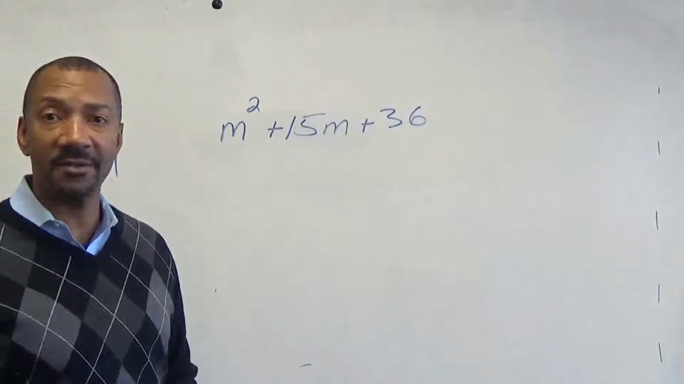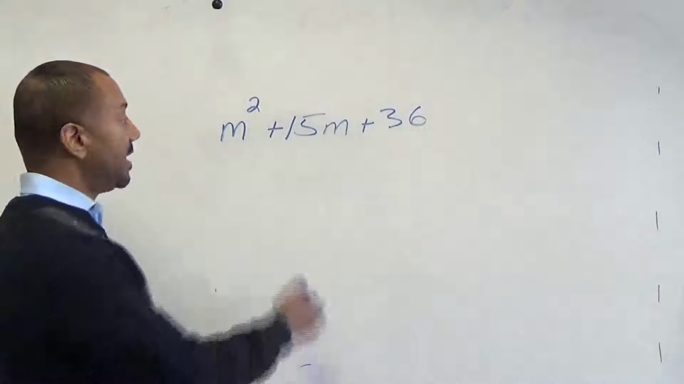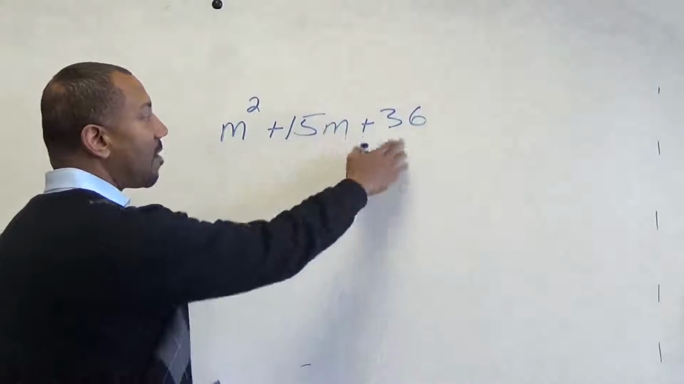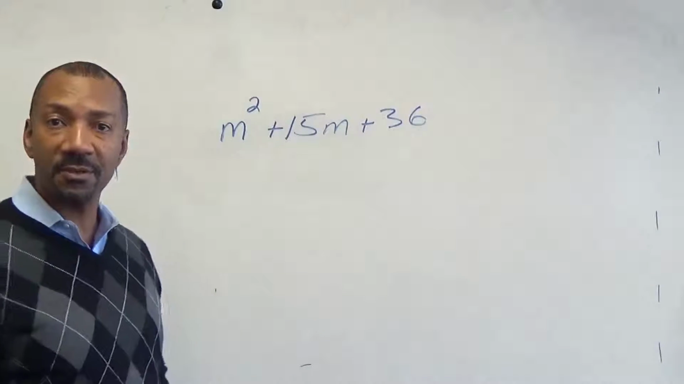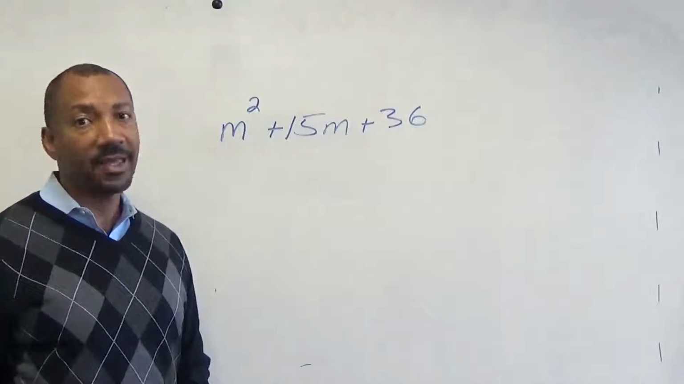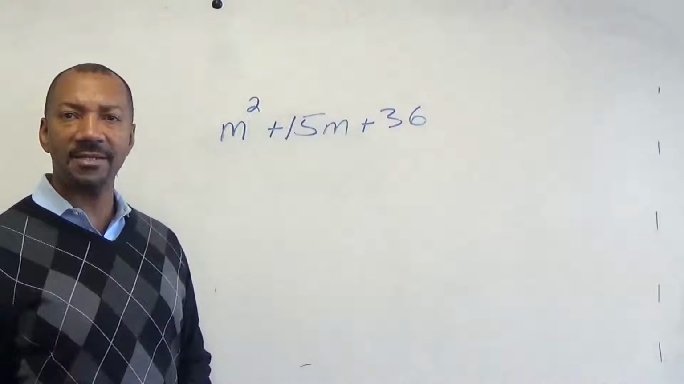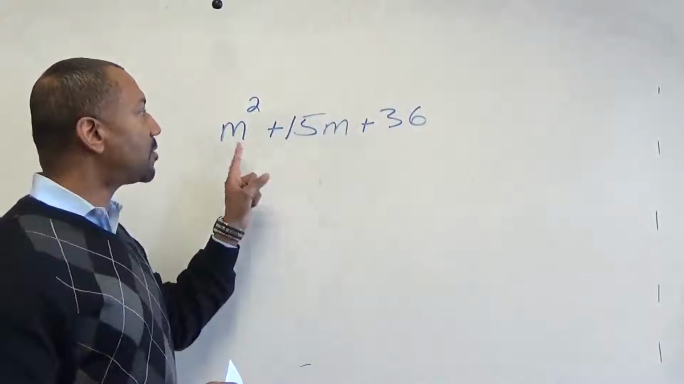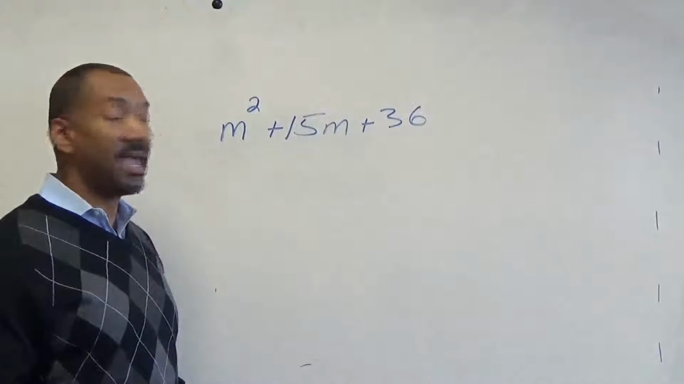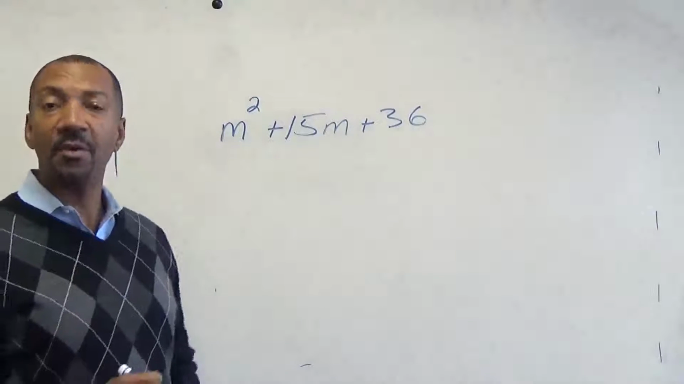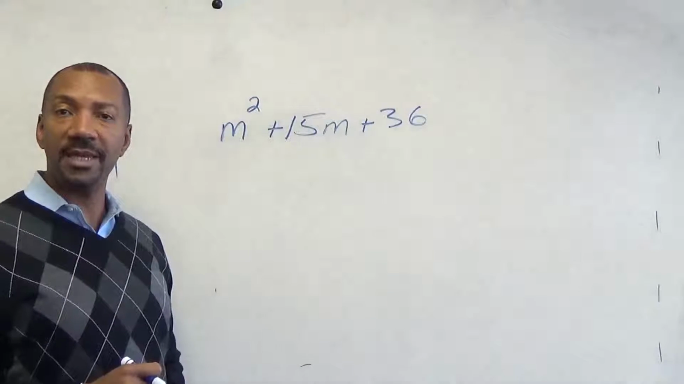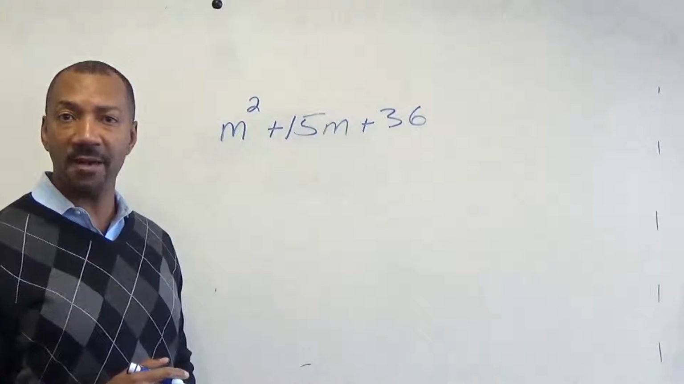greatest common factor. In other words, is there anything that can be divided out of all three of those terms? What would you say? The answer is no. Now that we've looked for that, consider the fact that there are three terms here. And when you see three terms, we are going to use a technique called product sum.